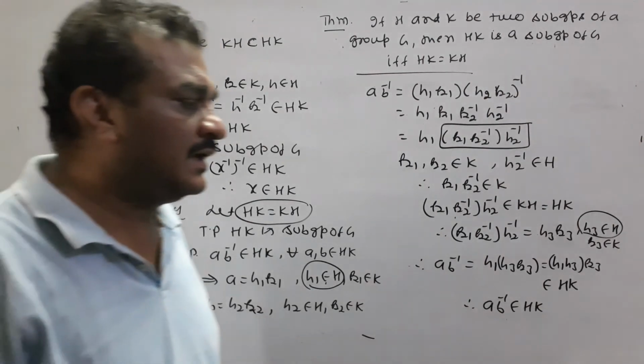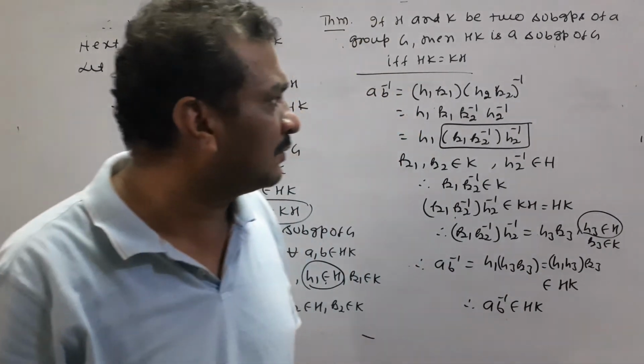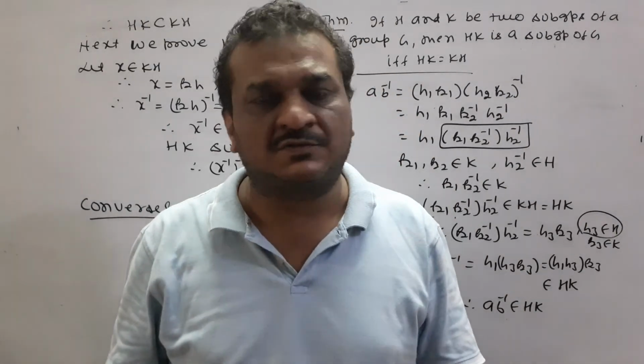So this is the product of two subgroups theorem. Very, very important theorem, beta. In the next video, we will conclude this.